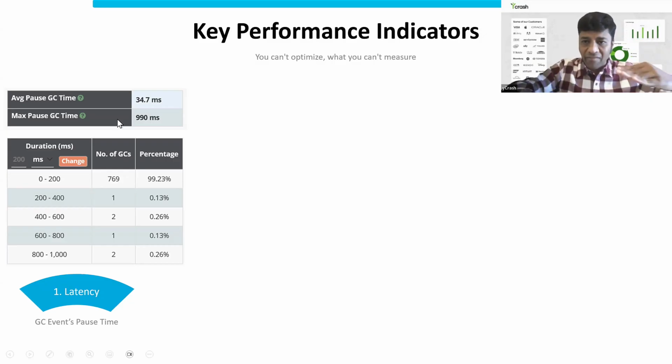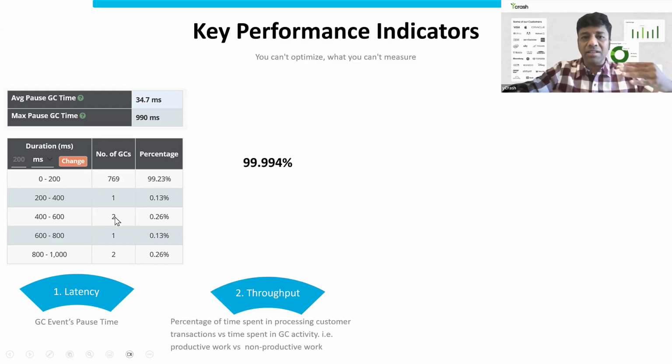So you want to understand the average as well as the max, and also the distribution of the pause time. Within 0 to 200 milliseconds, how many events got completed? You want to understand this. And then the second metric when it comes to garbage collection study is the throughput.